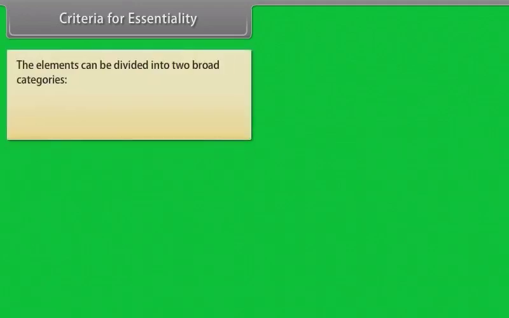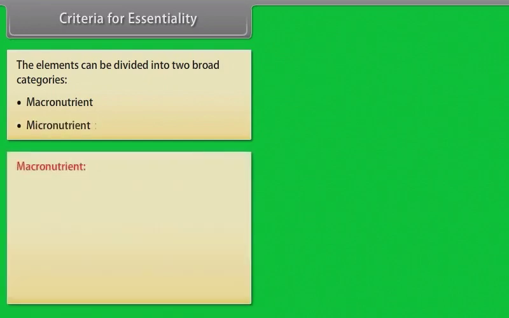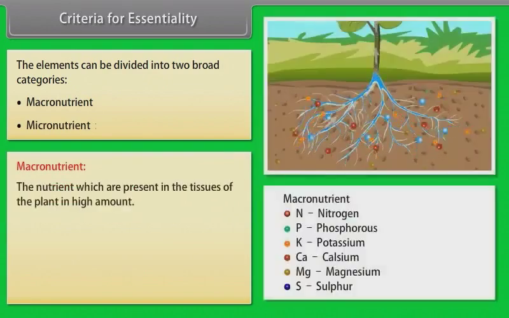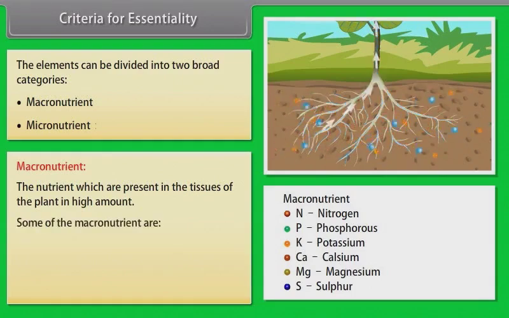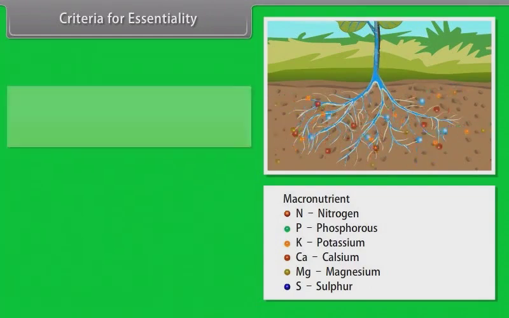The elements can be divided into two broad categories. They are macronutrients and micronutrients. Macronutrients are the nutrients which are present in the tissues of the plant in high amounts. Some of the macronutrients are nitrogen, phosphorus, and potassium.